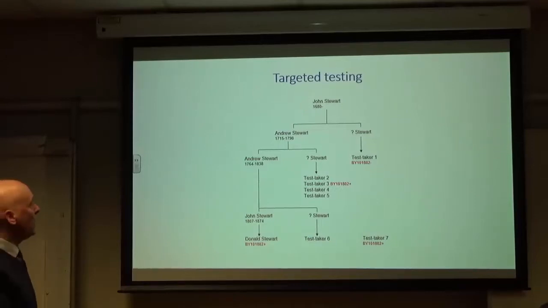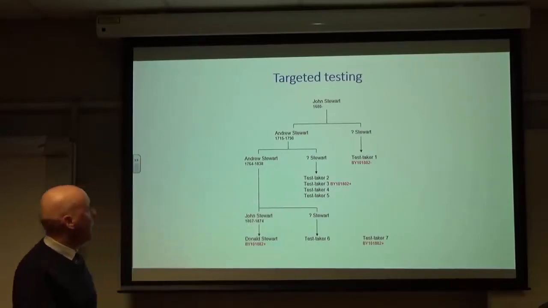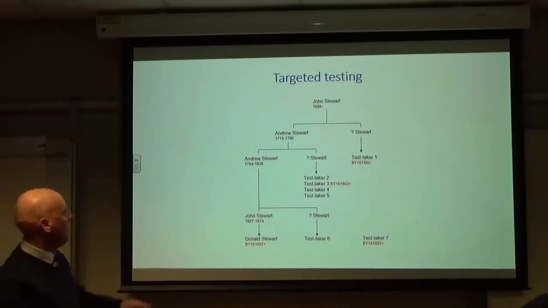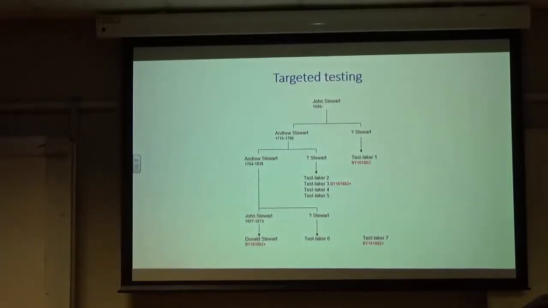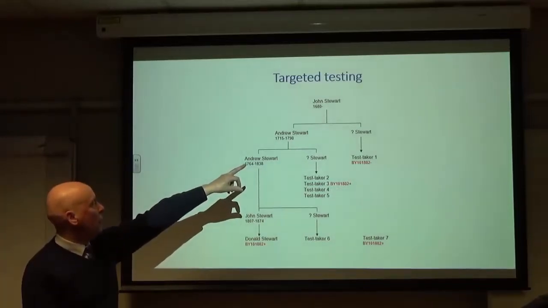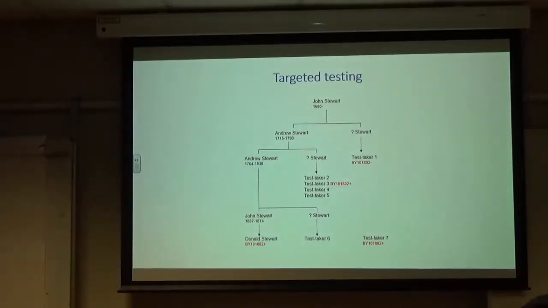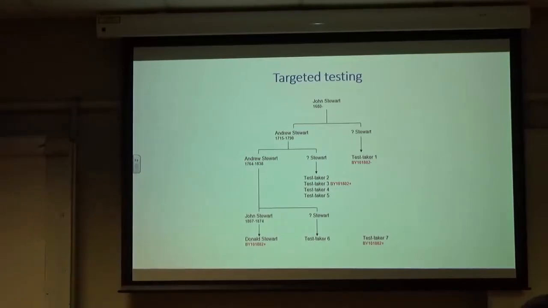So we know that the SNP BY101802 must have been passed down to both these sons, and therefore from Andrew Stewart 1715 to 1790, but not from John Stewart up at the top, because the younger brother, well, I don't know if he's younger or older, the ancestor of test taker 1 did not carry it. Therefore, the conclusion is that the SNP progenitor in this case is Andrew Stewart 1715 to 1790.